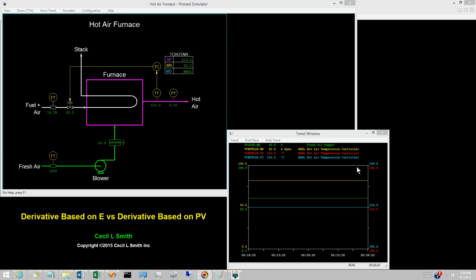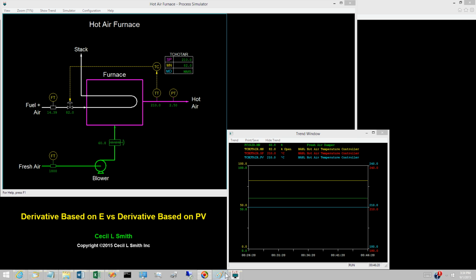As the PID block is customarily used in the process industries, the derivative mode is based on the PV. Some control systems provide the option of basing the derivative on either the PV or the control error E. But even in these, the default is usually derivative based on the PV. This video explores these issues.